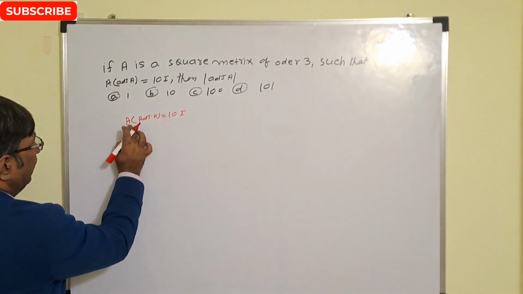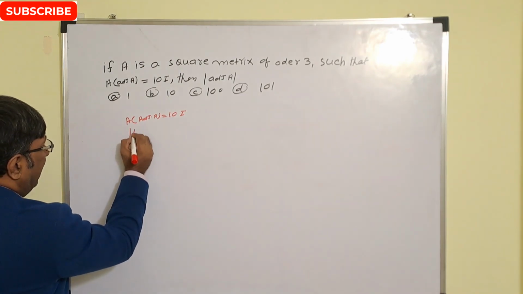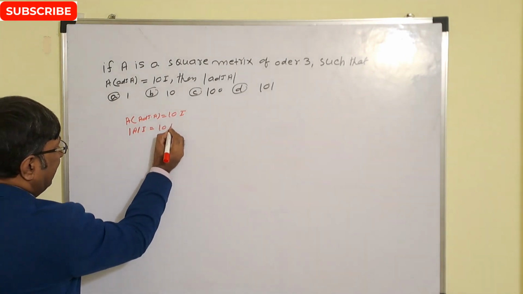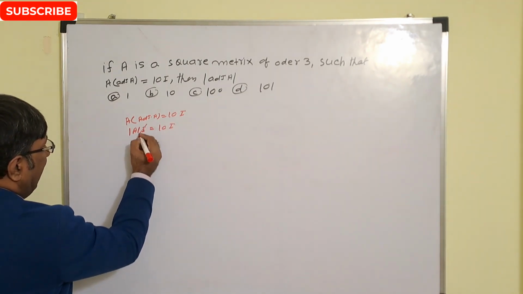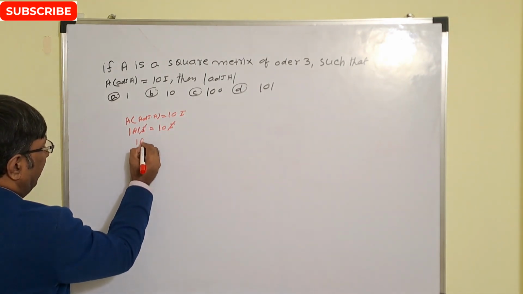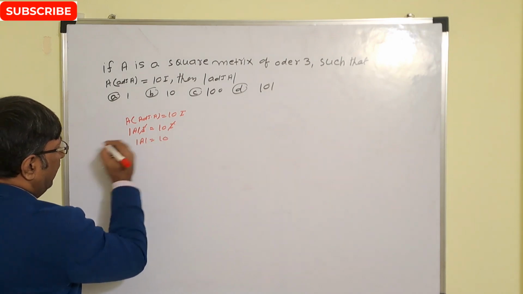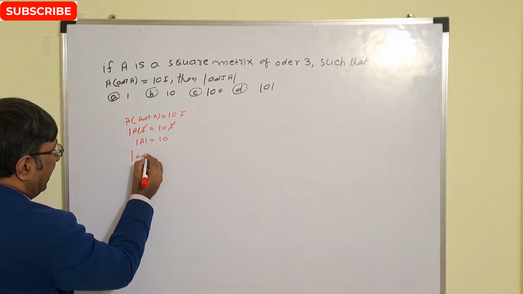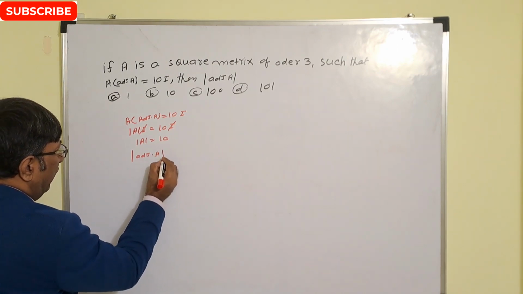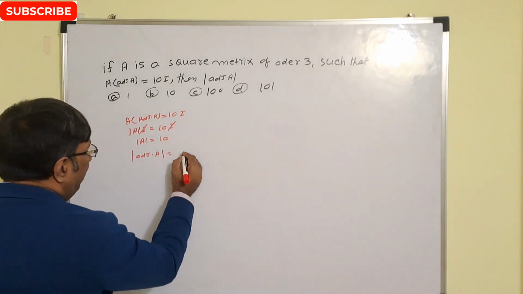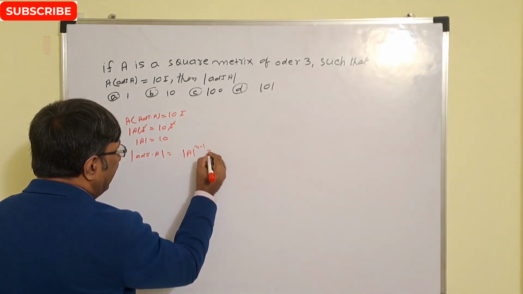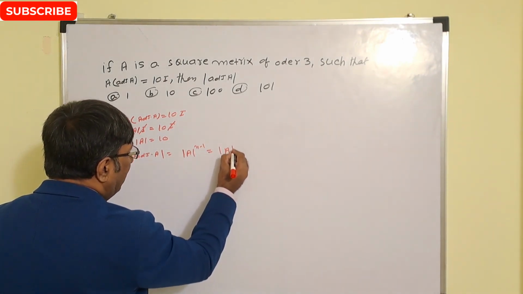We know A into adjoint of A equals what? Determinant of A into I. This is 10I, so this I cancels. We will get determinant of A equal to 10. Now we have to find determinant of adjoint of A. So we know determinant of adjoint of A equals determinant of A to the power n minus 1. N is the order of the matrix.